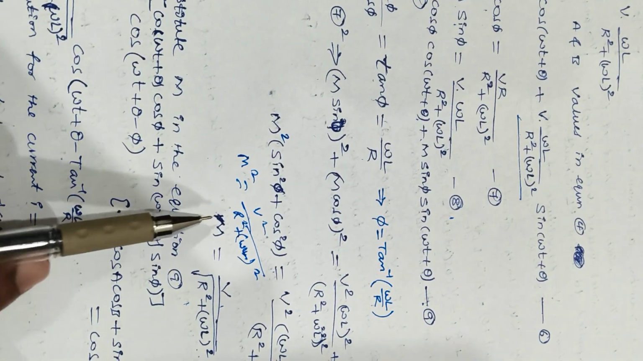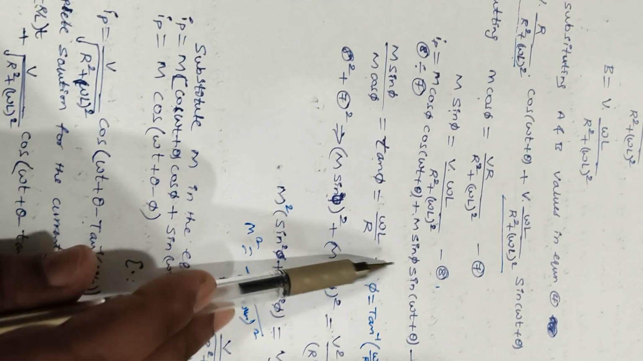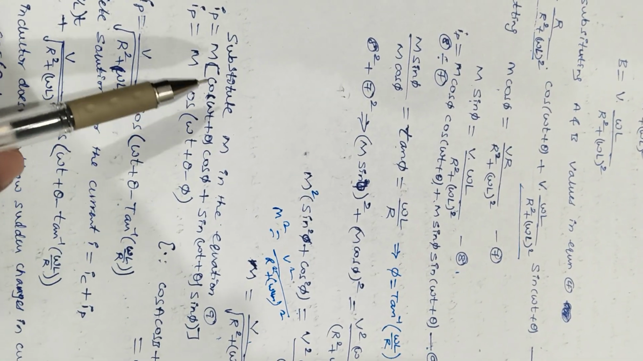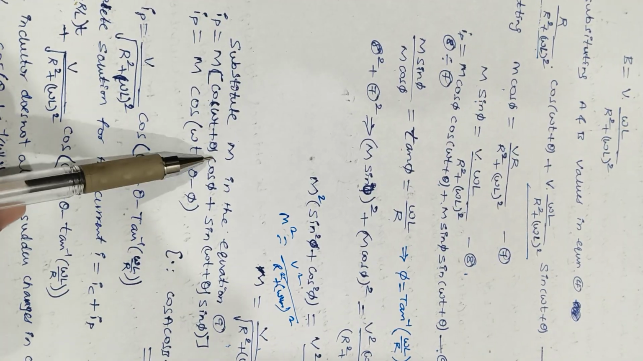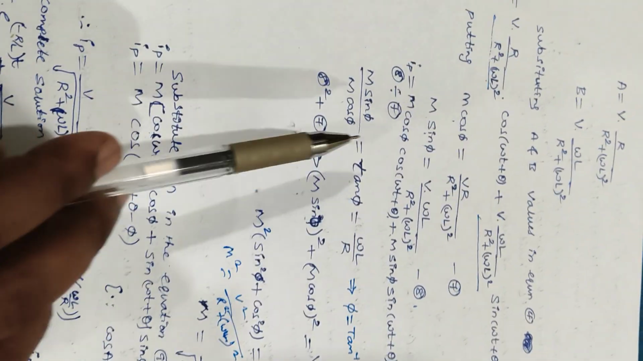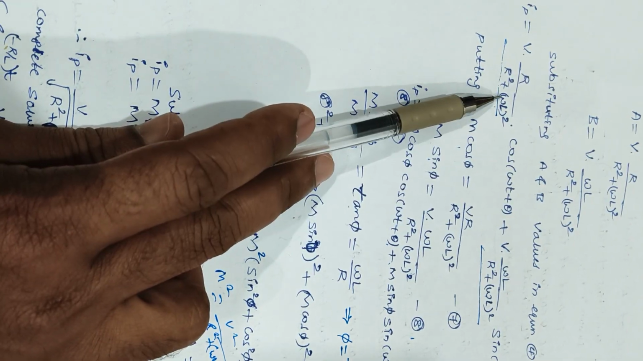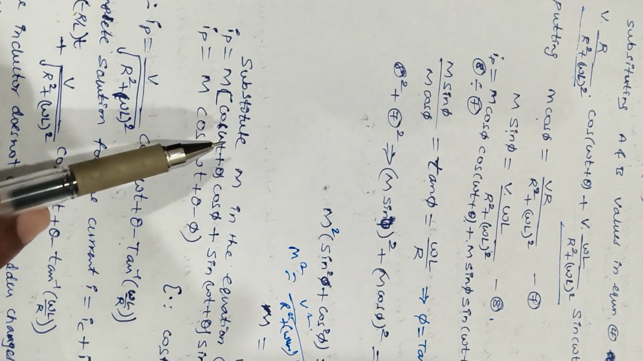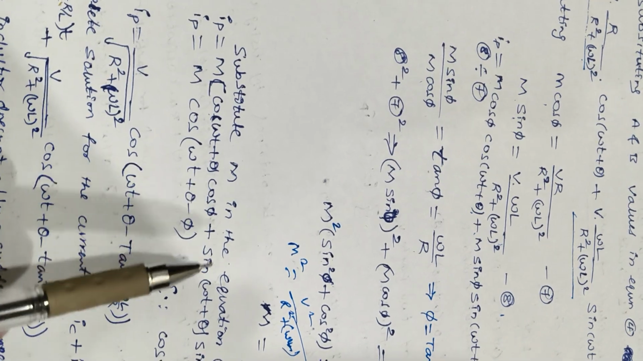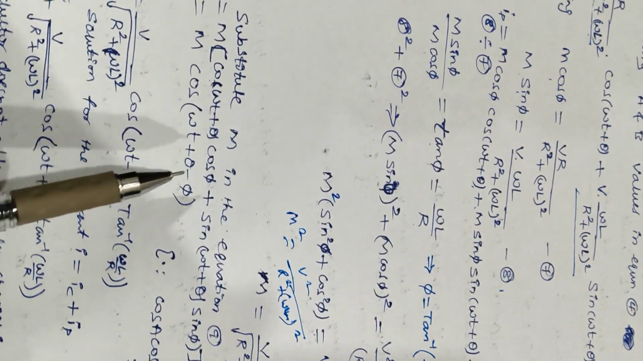Now I got both m and phi values. I'll substitute these m and phi values in the IP equation. So what is the IP equation? IP is equal to m of cos omega t plus theta into cos phi. I am rewriting this equation. Cos omega t plus theta into cos phi plus sin omega t plus theta into sin phi, m common.